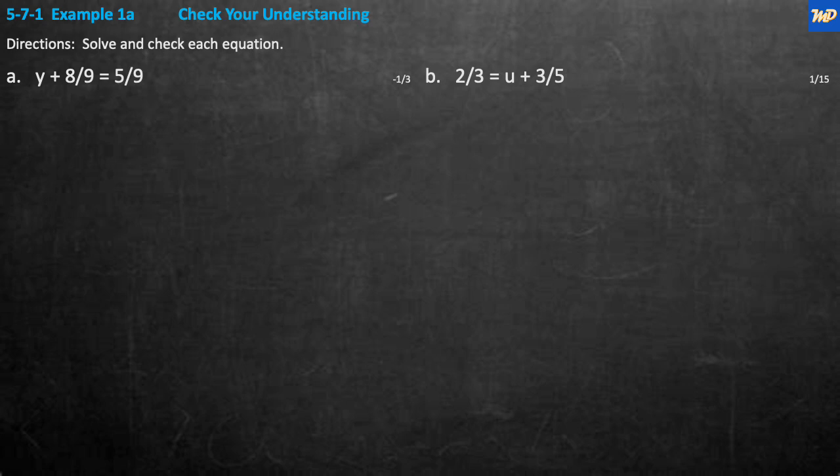Okay, now that you're back, it says solve and check. So let's start just by solving this. When we look at this equation, y plus 8 ninths equals 5 ninths.